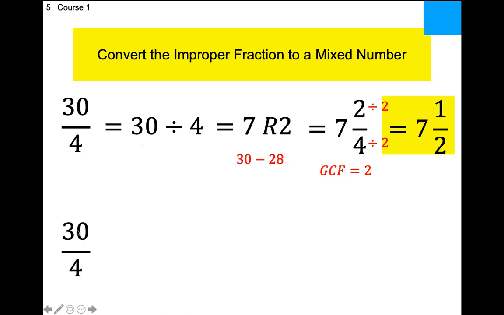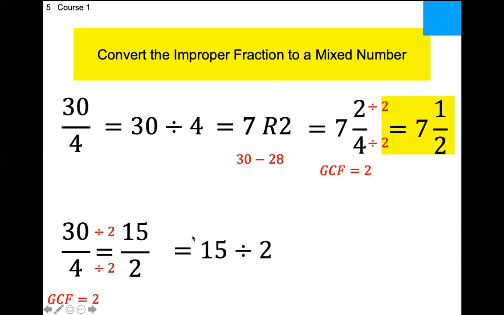All right, so if I reduce from the start, the GCF of 30 and 4 is still 2. So if I divide 30 and 4 both by 2, I get 15 over 2. So the difference is instead of dealing with a larger number, 30, now I'm dealing with 15. Instead of dealing with a 4, I'm dealing with a 2. So the argument is that with smaller numbers, the division's a little bit easier. I'll let you decide which one you like. 2 goes into 15 7 times. 7 times 2 is 14. 15 minus 14 is 1, so with a remainder of 1. So that would be 7 and 1.